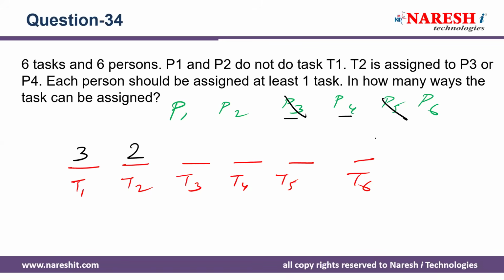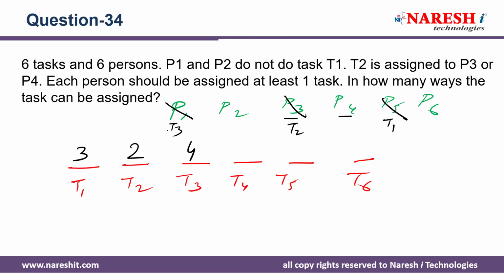Assume that P5 got task 1, P3 got task 2. So I remove them. Coming to task 3. Task 3, 4, 5, 6 has no condition in the question, so I can give to anyone. How many people remaining for task 3? I have four options: P1, P2, P4, P6. Four. Let us remove P1.